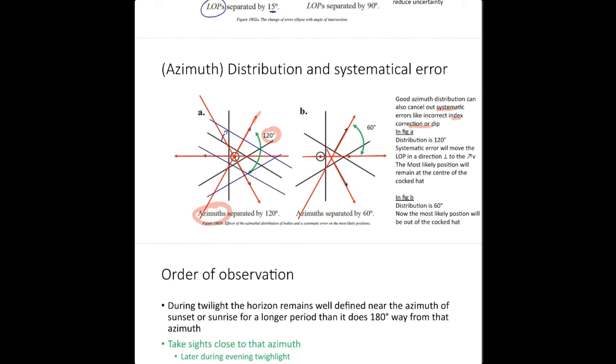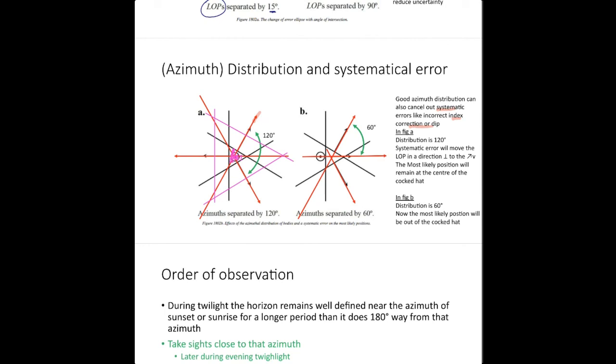So you will see that the triangle that you get will be much bigger. I'll try to correct my drawing again because I didn't do it very clearly. So you get this line of position, you get that line of position, and then you get that line of position. And you see that if we compare it to this angle, the new one that we get is much bigger. So our most likely position will actually remain at the center of our old cocked hat when we compare it to the new cocked hat.